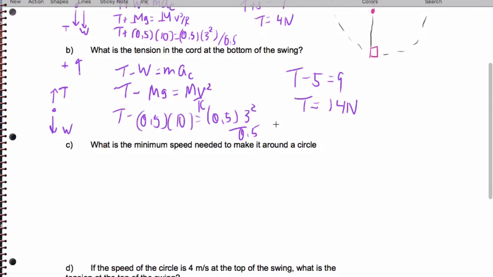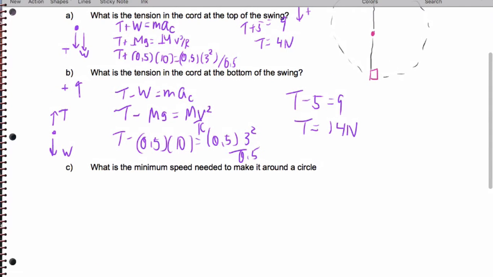Now we're trying to make it around the circle. We want to know the minimum speed to do that. And so we can actually follow quite a bit of the procedure from part A, which I'm actually doing right here. However, the minimum speed means that this tension is 0. That was the rule that we had because you're just barely able to make it over, so there's no extra tension needed. So we have weight equals m a_c. So mg equals m a_c plus the 0 here.